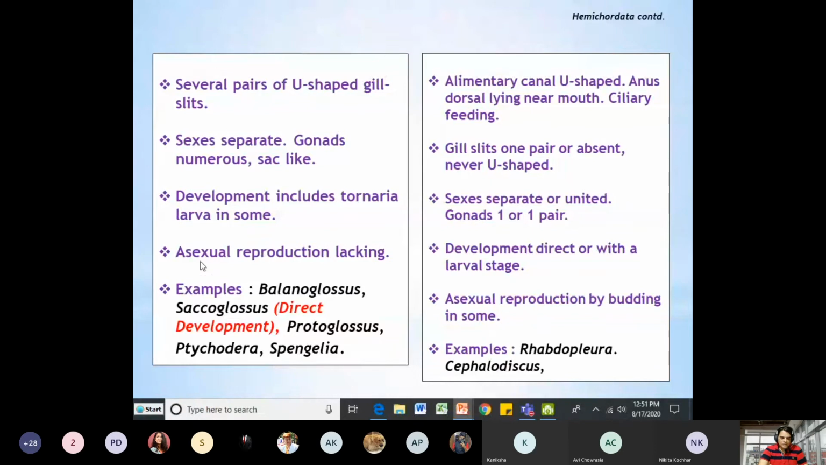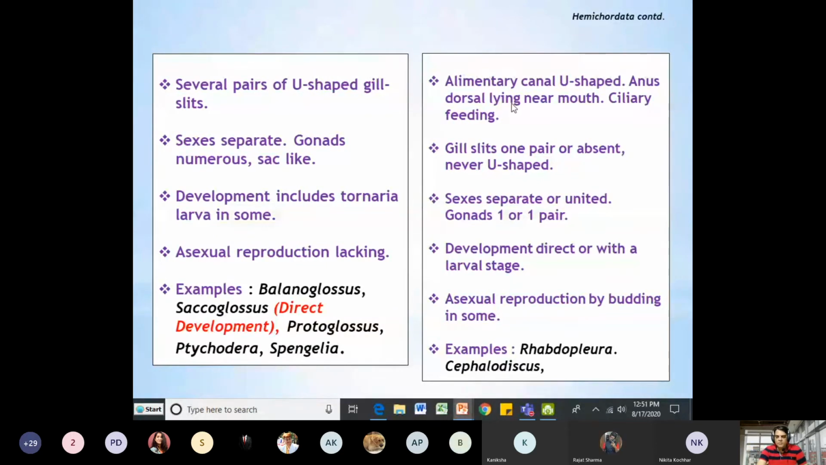And as we know, tornaria larva is seen in some of the animals like Balanoglossus, but in Saccoglossus there is direct development. No such tornaria-like structure is seen. That means when embryogenesis starts, the embryo develops after the gastrulation period and turns into an adult form, whereas in Balanoglossus it takes another route and first forms tornaria, and then through metamorphosis the adult worm is formed.